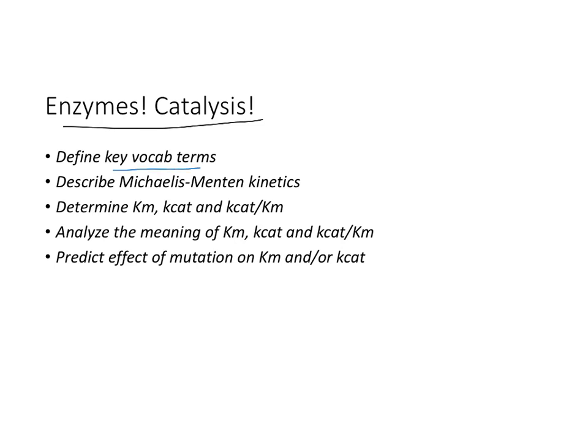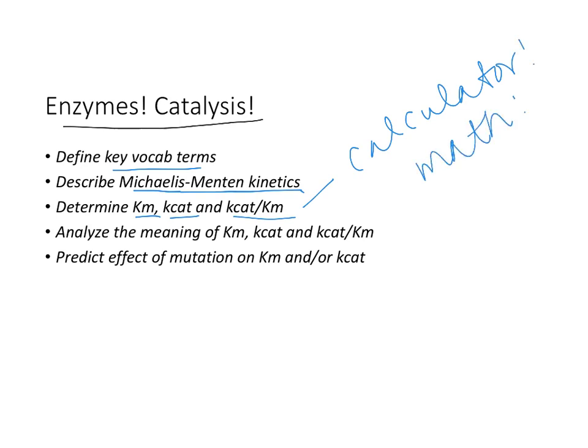Okay, so after this video, you should be able to define some key vocab terms, describe Michaelis-Menten kinetics, determine kcat, KM, and kcat over KM. I highly suggest you get a calculator out. There will be some math in this video, and we'll do a pretty long example at the end. And then analyze the meaning of these three values, and then predict the effect of a mutation on KM and/or kcat, and of course kcat over KM. Lots of things to start with K today, lots of things to start with M today, so I hope that you're ready, and let's get started.